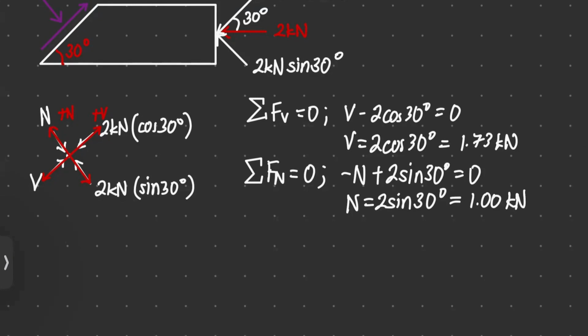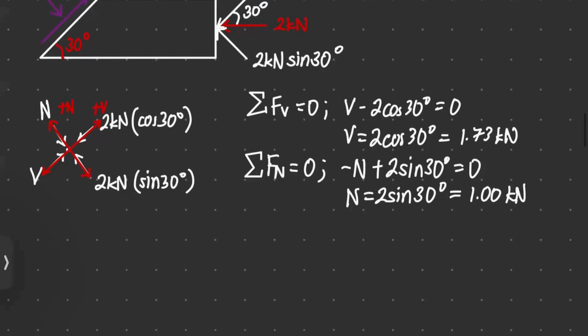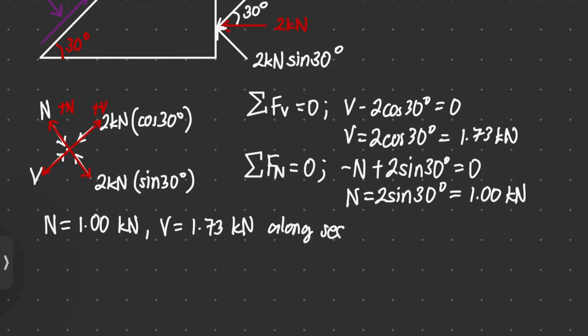Therefore, our final answer is, let me just rewrite, the normal force applied is 1 kilonewtons and the shear is equal to 1.73 kilonewtons along section A-A. That is your final answer.